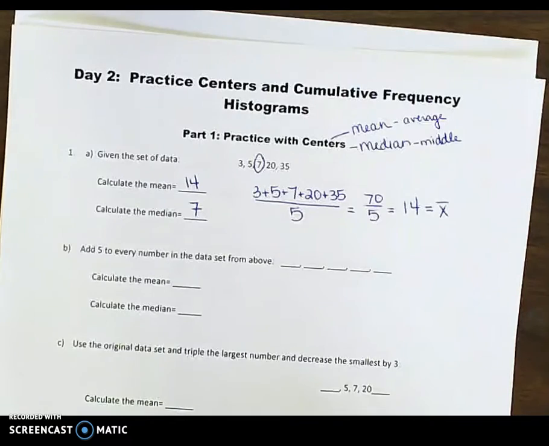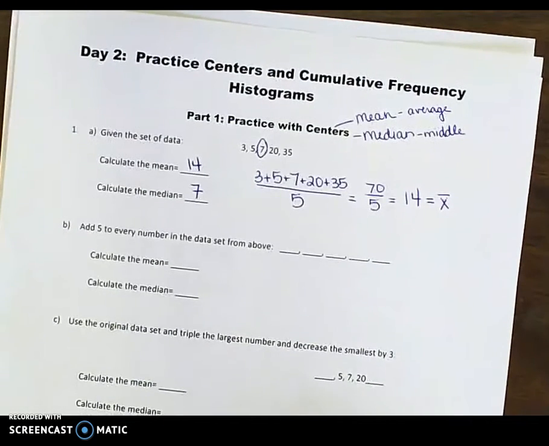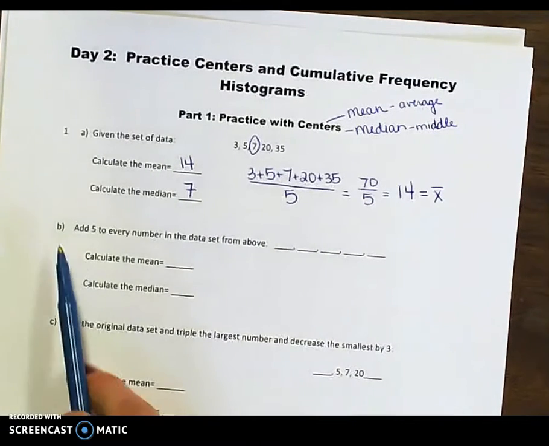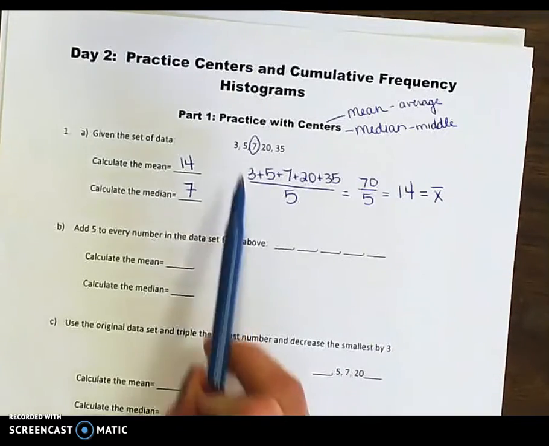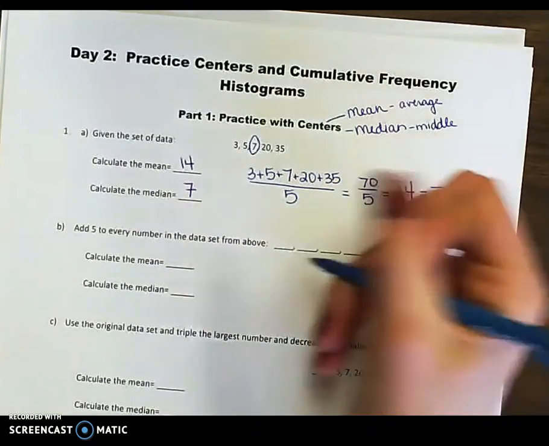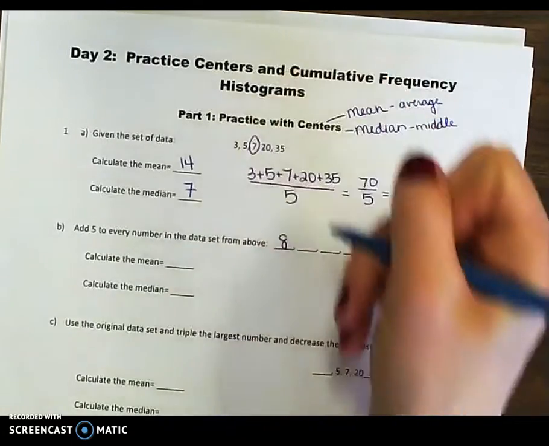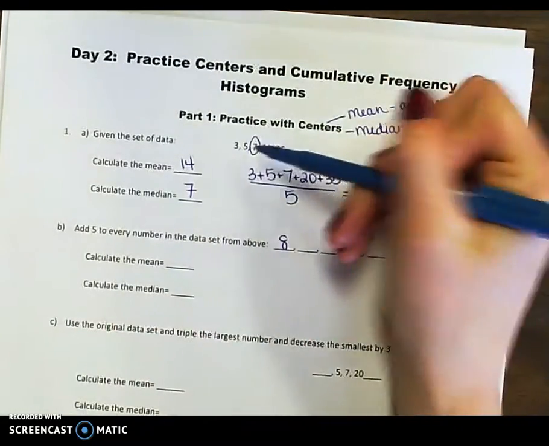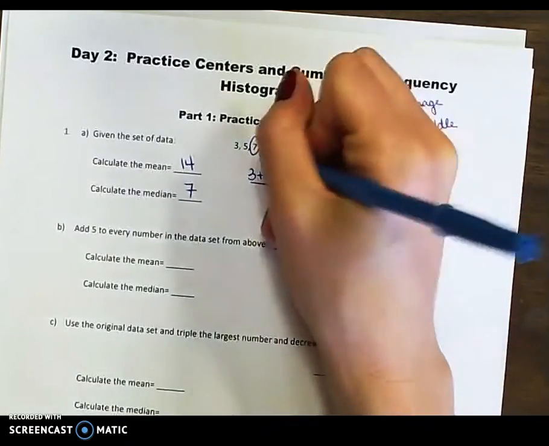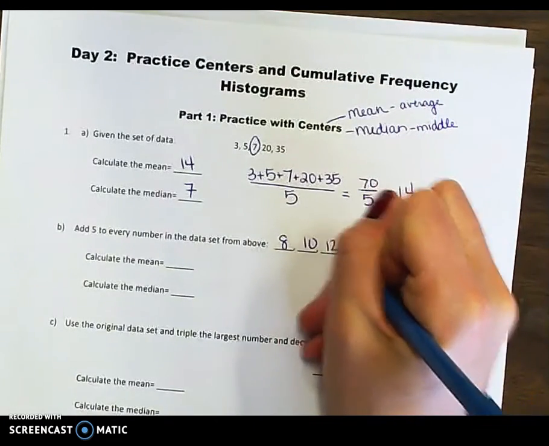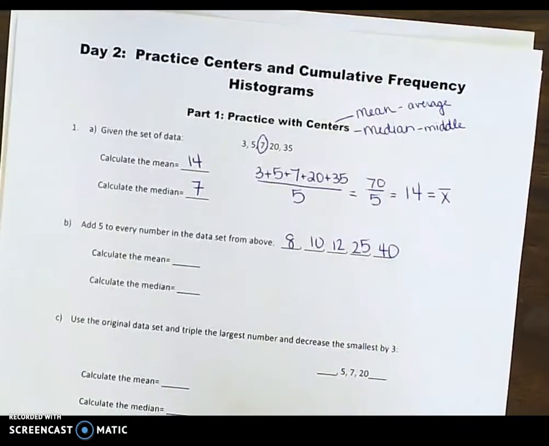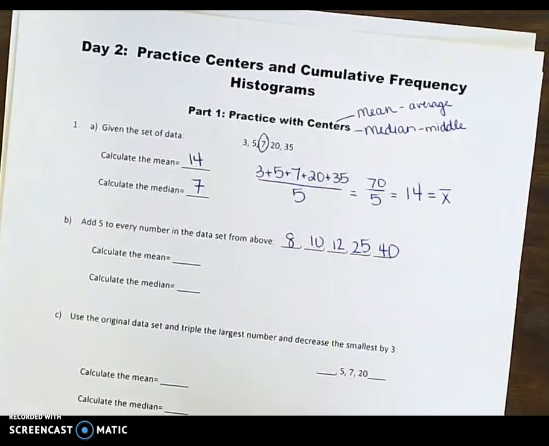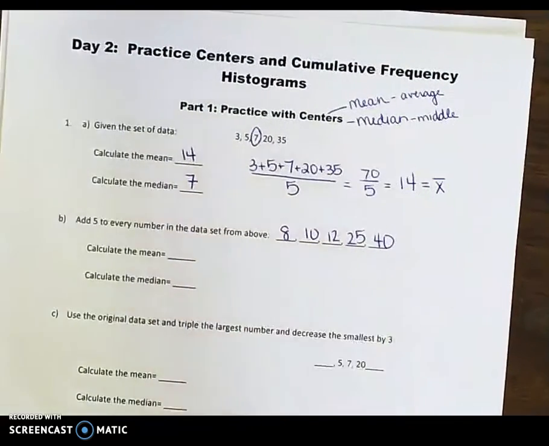Okay, what we're going to do now is we're going to take a look at a couple different examples where we are going to manipulate the data that's given to us. So for part B, it says add 5 to every number in the data set from above. So let's take a look. Our first number is 3. If we add 5, we'll be at 8. We're adding 5. So 5 plus 5 is 10. 7 plus 5 is 12, 25, and 40. Go ahead now, hit pause, and I'd like you to calculate the mean and the median for our new data set.